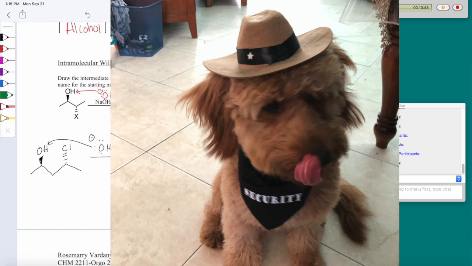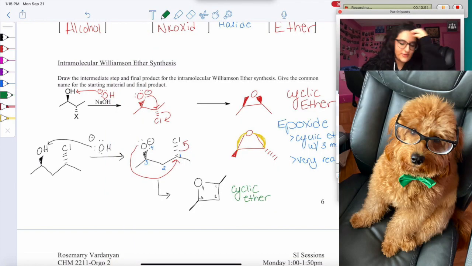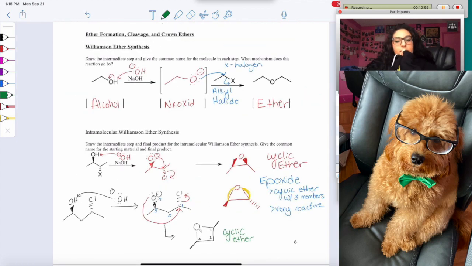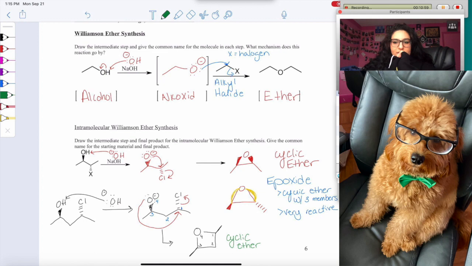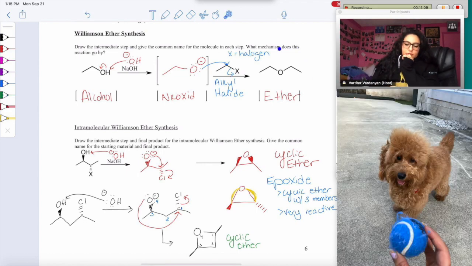Okay. So that's pretty much it for the Williamson ether synthesis. I'll zoom out so you guys can take a screenshot or whatever. So the intermolecular Williamson ether is when two separate molecules interact with one another and form an ether that is linear. And the intramolecular is when the nucleophile and the leaving group are on the same carbon chain. And we always end up making a cyclic ether. Sometimes we will make an epoxide if we have the right number of carbons.